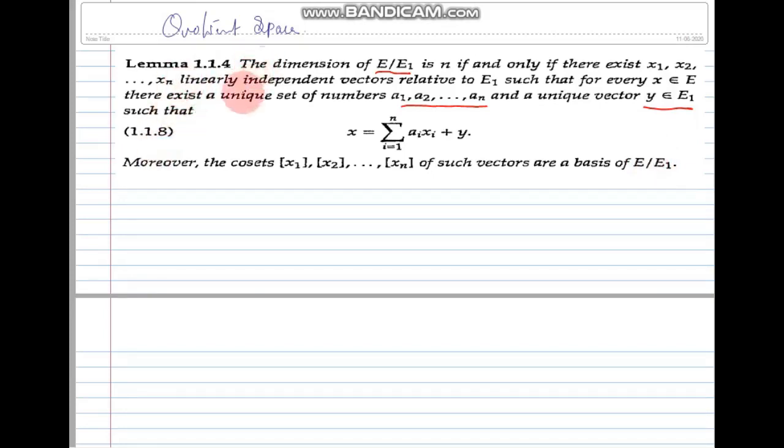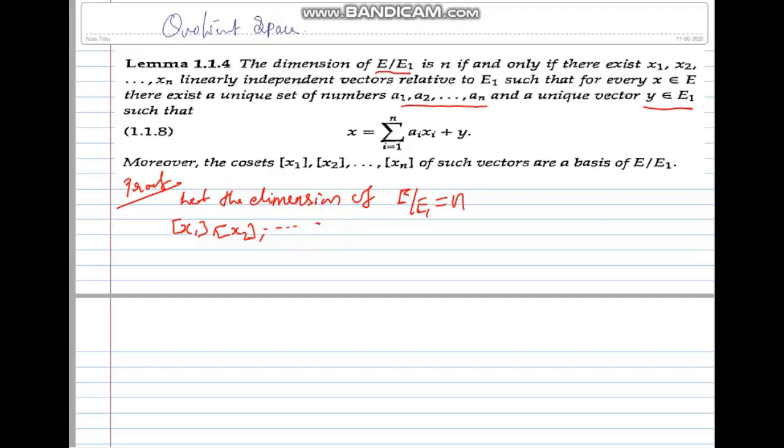In the last section we studied what linearly independent vectors relative to E1 are. So let us see how we can write the proof. Let us first assume that the dimension of the quotient space E given E1 is equal to n. That means there exist n linearly independent vectors which become the basis. Let us say the coset x1, coset x2, etc., coset xn is a basis for the quotient space E given E1.